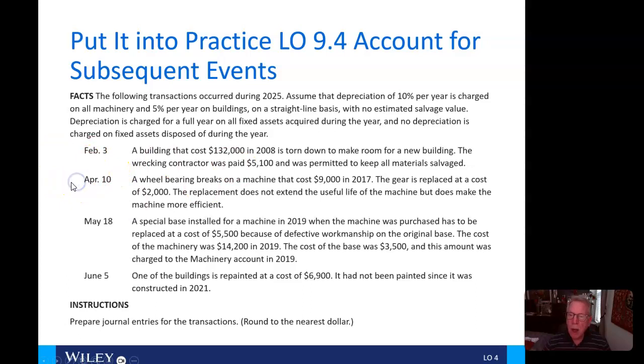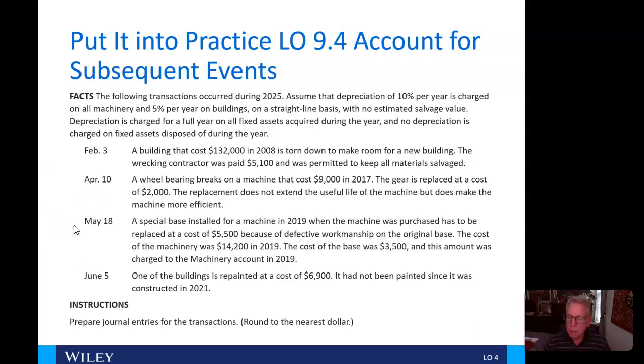April 10th, a wheel bearing breaks on a machine that cost $9,000 in 2017. The gear is replaced at a cost of $2,000. The replacement does not extend the useful life of the machine, but does make the machine more efficient.